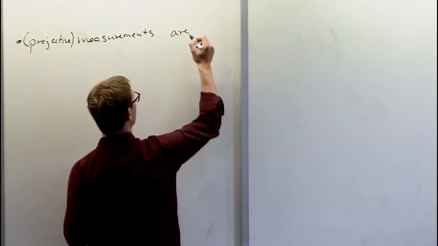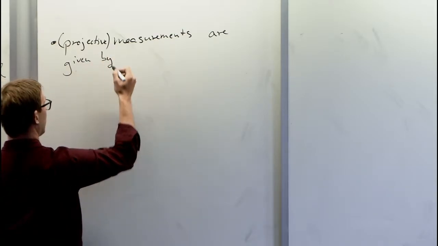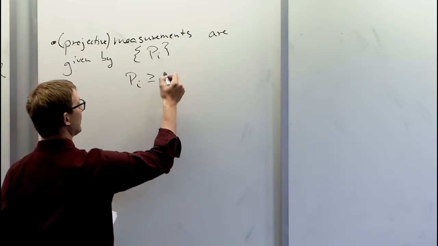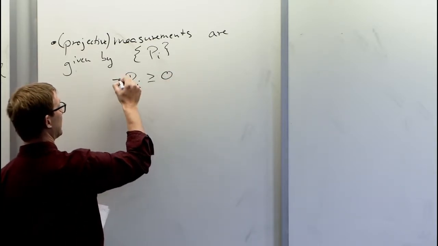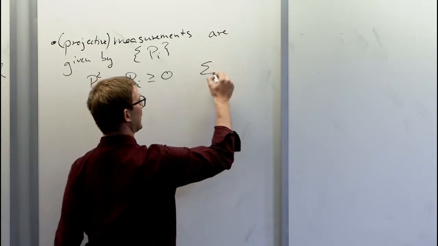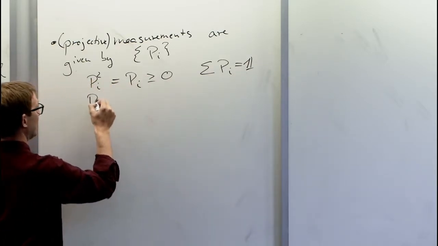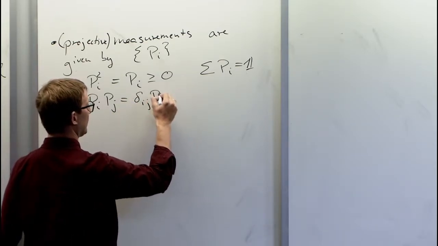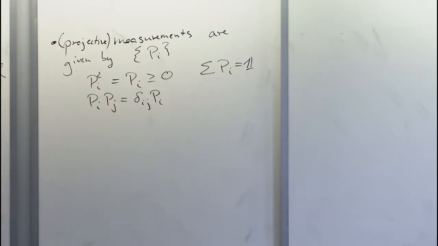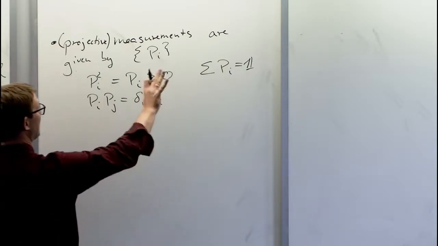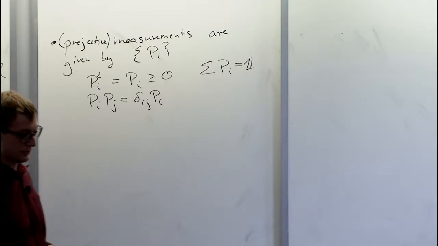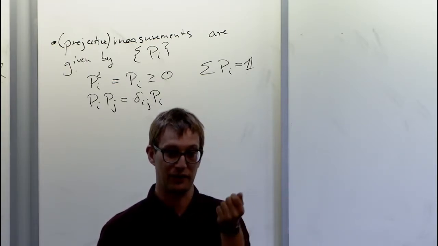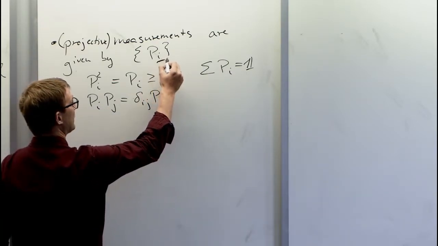Measurements are given by a set of projectors. So the P_i are a set of projectors. The P_i are non-negative, they are equal to their square, and they sum to the identity. They are also orthogonal, P_i P_j equals delta_ij P_i. So it's a set of orthogonal projectors, and the measurement is given by that. Now I have the system, I make the measurement, and some result flashes up on my detector. The result will be this i.